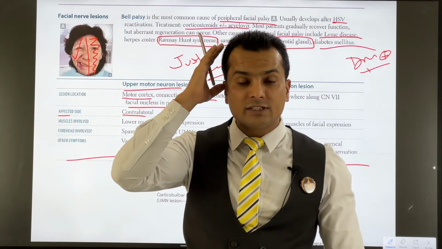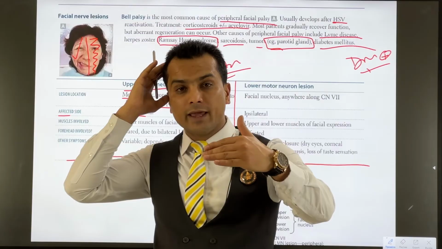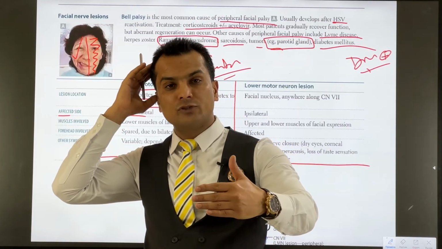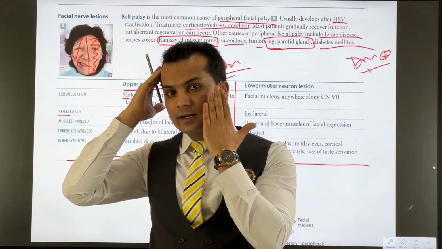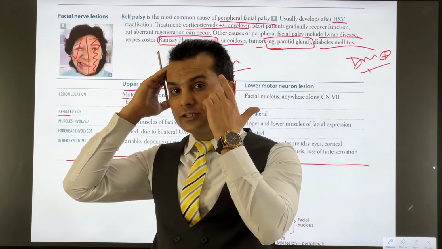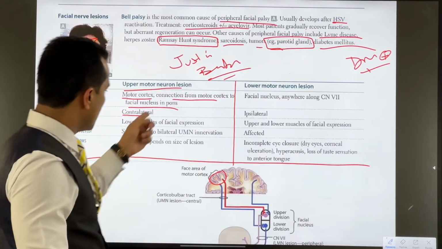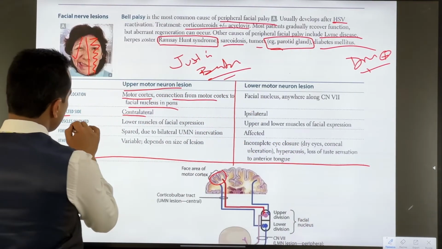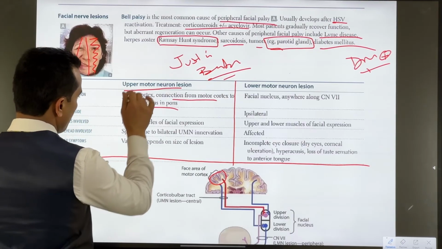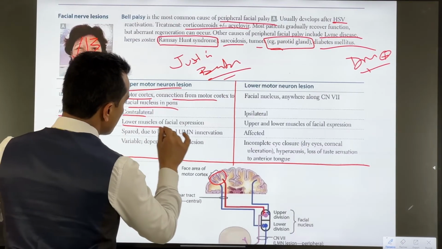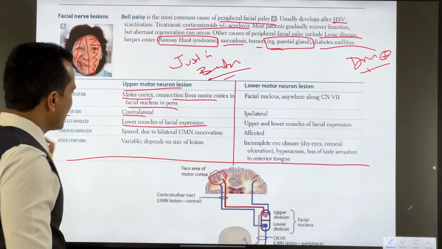So if a person has injury above the pons in the brain, most probably an MCA stroke, it means contralateral only: the lower face will be affected and the forehead will be spared. This is what is written here. And which muscles are involved in case of this upper motor neuron injury? The lower muscles of facial expression, but contralateral.